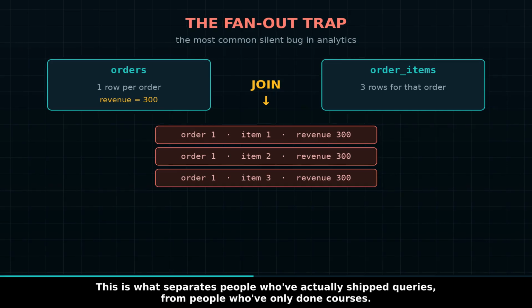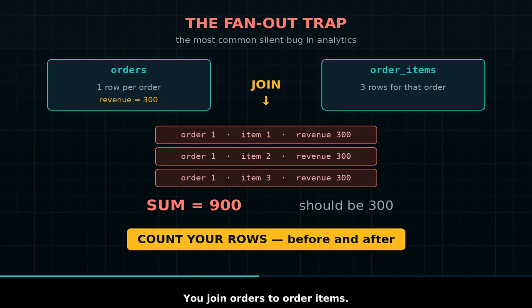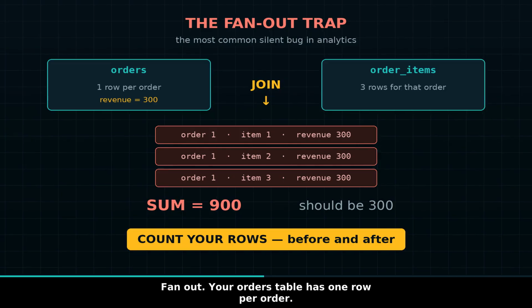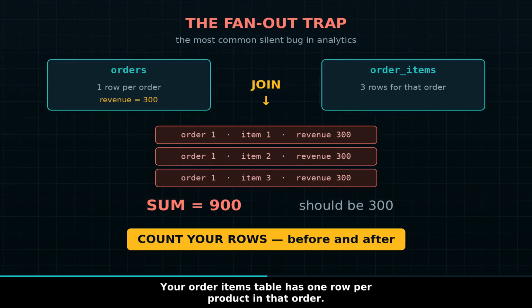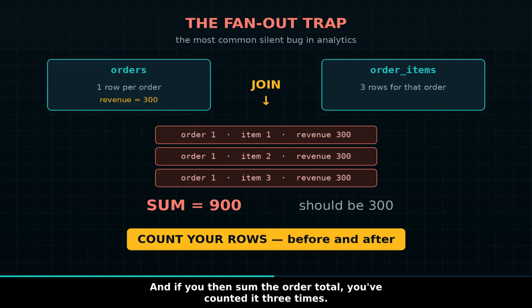This is what separates people who've actually shipped queries from people who've only done courses. You join orders to order items, and suddenly your revenue number is triple what finance says. What happened? Fan out. Your orders table has one row per order. Your order items table has one row per product in that order. So an order with 3 items becomes 3 rows after the join. And if you then sum the order total, you've counted it 3 times.